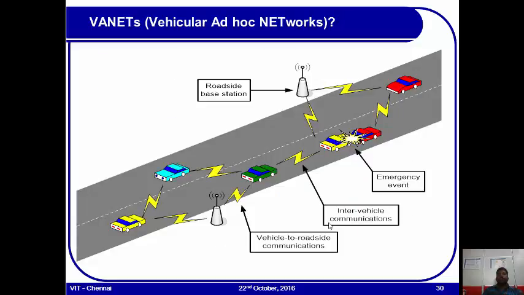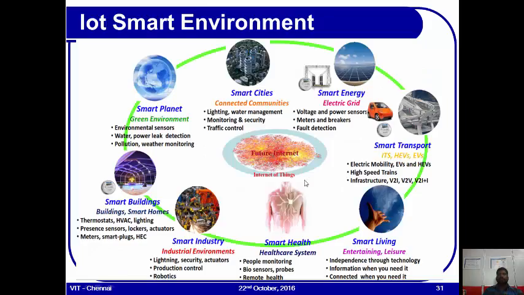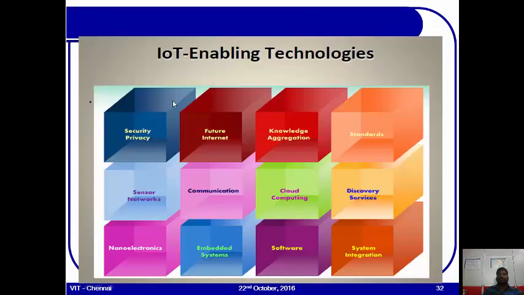VANETs, vehicular networks: onboard unit, roadside unit. The communication from onboard unit to onboard unit is called vehicle to vehicle. We have vehicle to infrastructure, smart IoT environment, smart cities, smart energy, smart transport, smart living, smart health, smart buildings, smart planet. IoT enabling technologies are sensor network, communication, cloud, discovery, security, future internet, knowledge aggregation, standards, nanoelectronics, embedded systems, software, system integration.